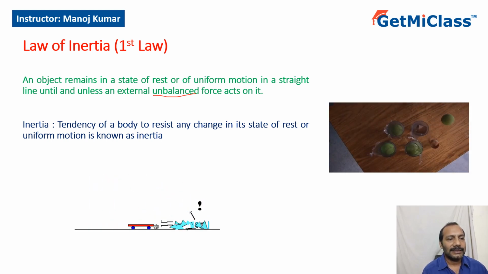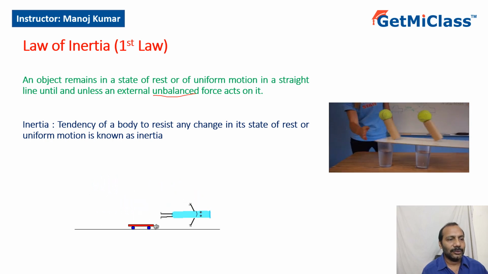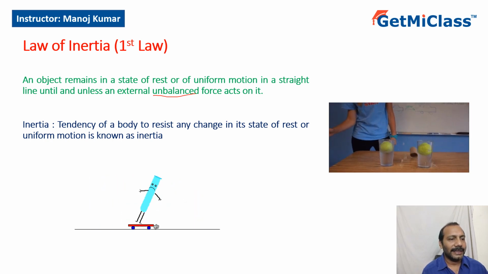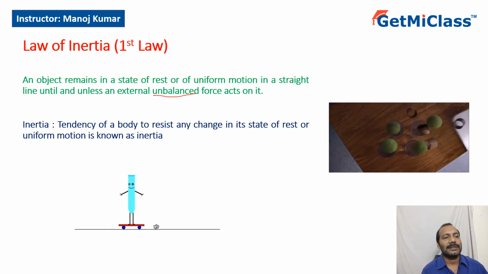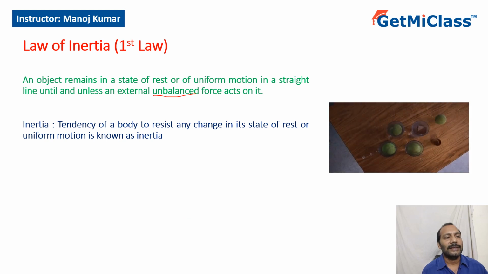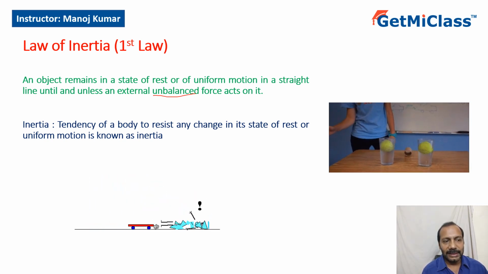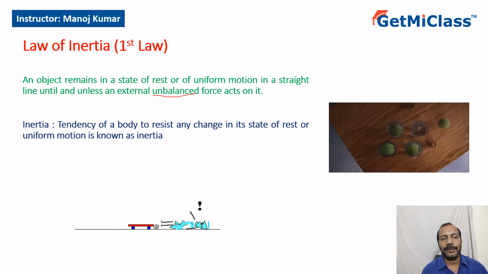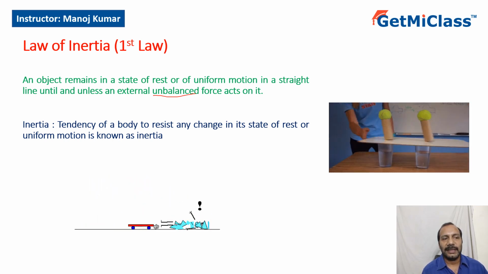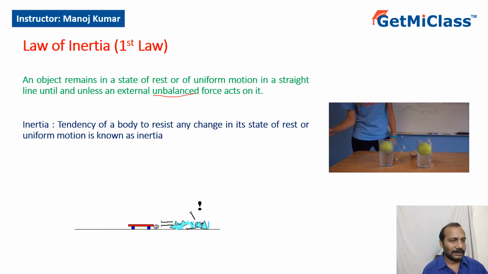Now let's look at this situation. A person is moving on a trolley, the trolley hits a block and stops, but the person falls down. Why is the person falling down? When the trolley is moving, the person is also moving with the trolley, but when the trolley is stopped, the person is still moving and hence he falls down. This is an example of inertia of motion.